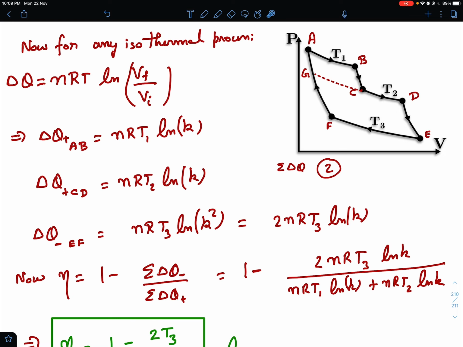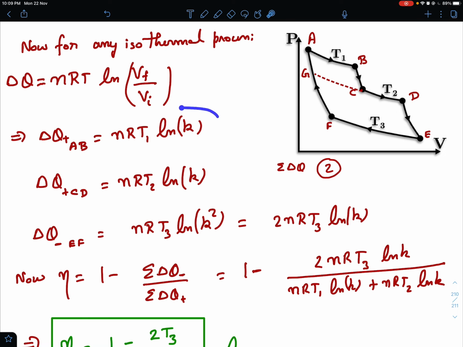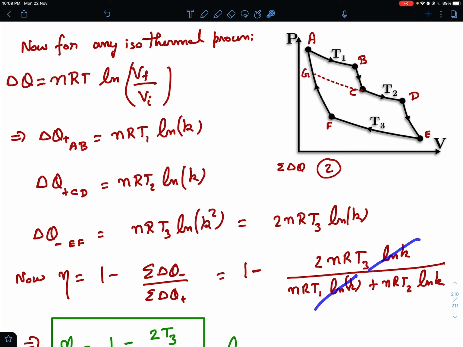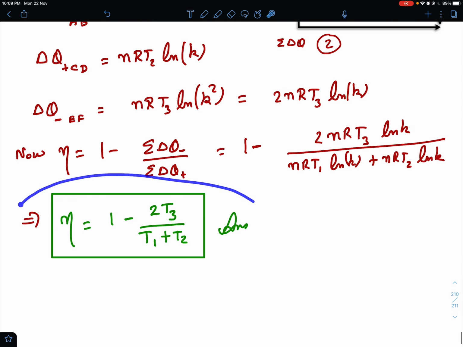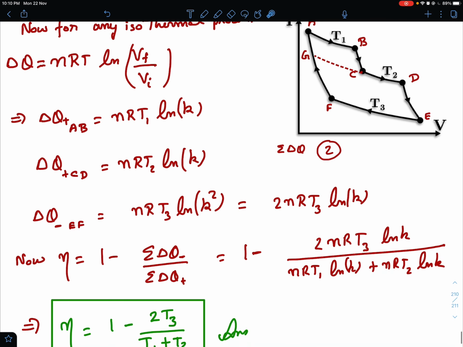So now efficiency is simply 1 minus the sum of delta Q negative divided by the sum of delta Q positive. Delta Q minus is 2 nRT3 log of K, and delta Q plus is this one and this one. So add the two, and now you can see N cancels off, R cancels off, and log K cancels off. So what are you left with? 2T3 divided by T1 plus T2, right? So this is our efficiency. So this is our solution to the Irodov problem 2.116.